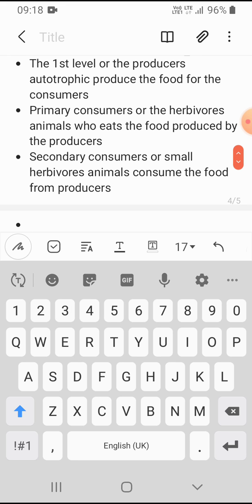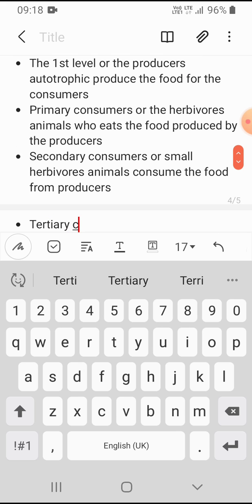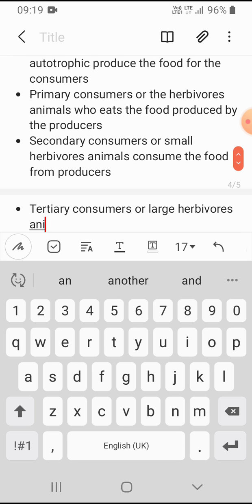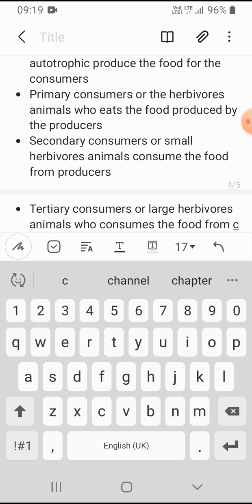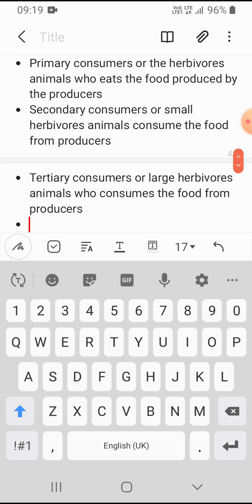And the same is the tertiary consumers. They are called large herbivorous animals. They are big herbivorous animals who consume the food from producers after the primary and secondary consumers, or after the herbivores or small herbivorous animals.